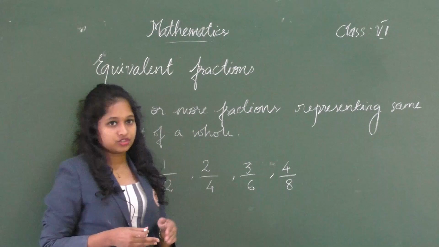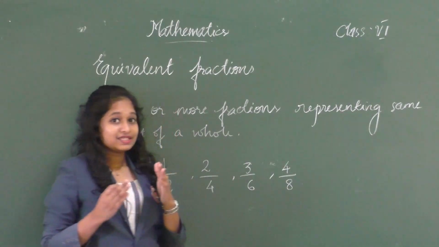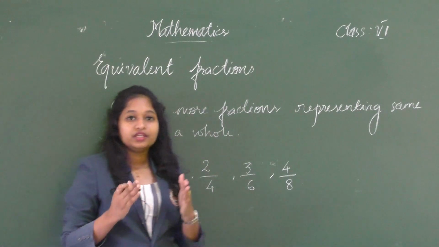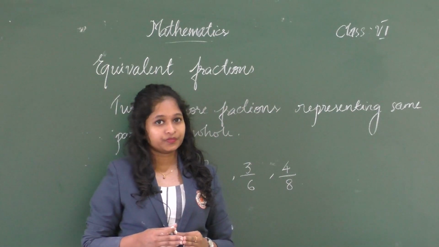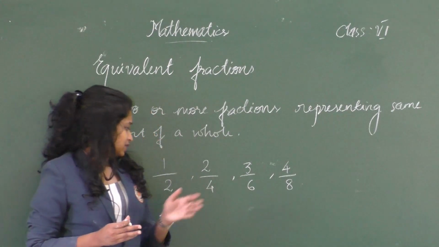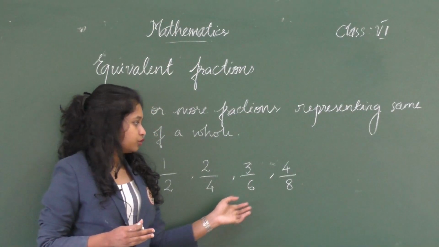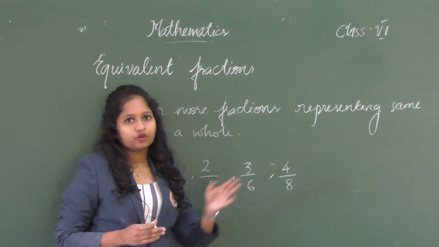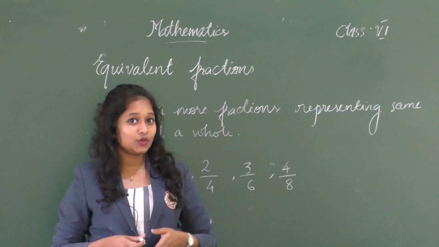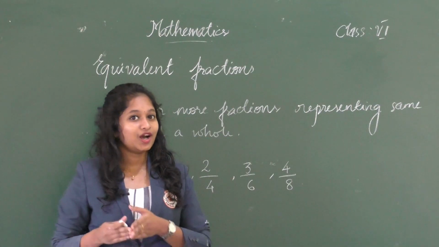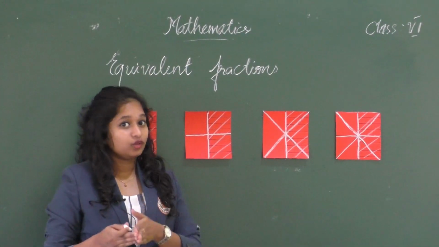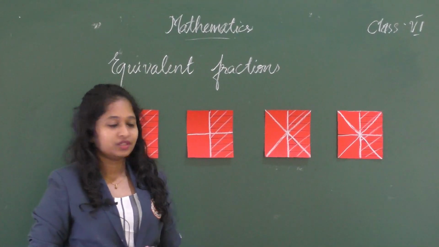Two or more fractions representing the same part of a whole are called equivalent fractions. Okay? So let me ask you, are 1 by 2, 2 by 4, 3 by 6 and 4 by 8 equal? It is equal. I'll show you how it is. So we were talking about equivalent fractions, right?